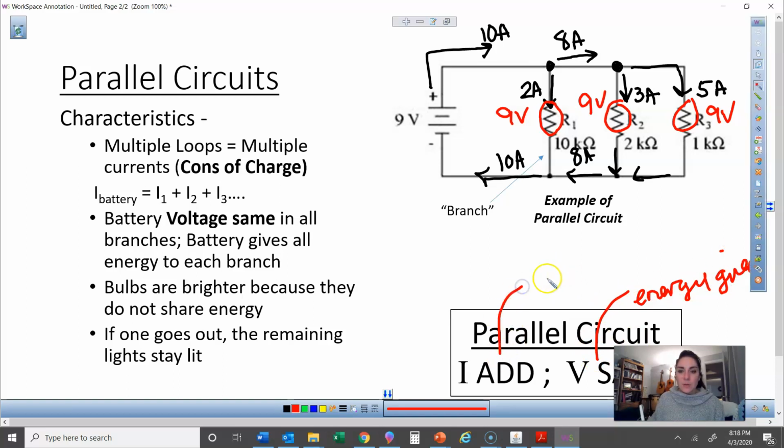But what happens is the current splits, and we conserve charge. Because the number of charges that go down here don't disappear, and are not created. So think of it that way too. So that's what I mean. So the current in the battery is going to equal the sum of the branches. Just like what I said here, the current in the battery in this case was 10 amps, and the branches were 2, 3, and 5.